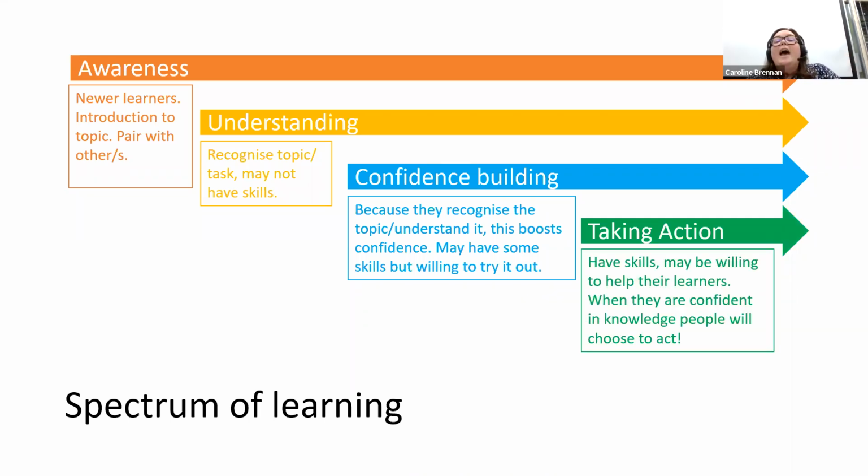And finally, we have those that are interested in taking action. They have the skills, and these are the ones that you want to pair with those that are building on their awareness, building with their understanding. So when they're confident in their knowledge, people will choose to act. So when we help improve our learners' awareness, improve their understanding, and build their confidence, they are then more likely to take action and actually use their digital skills on a regular basis.